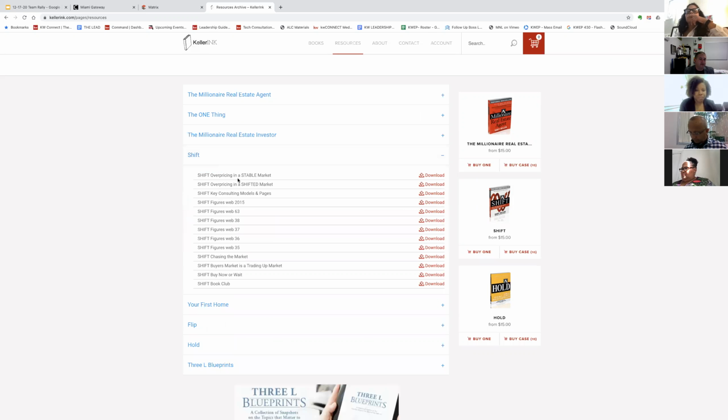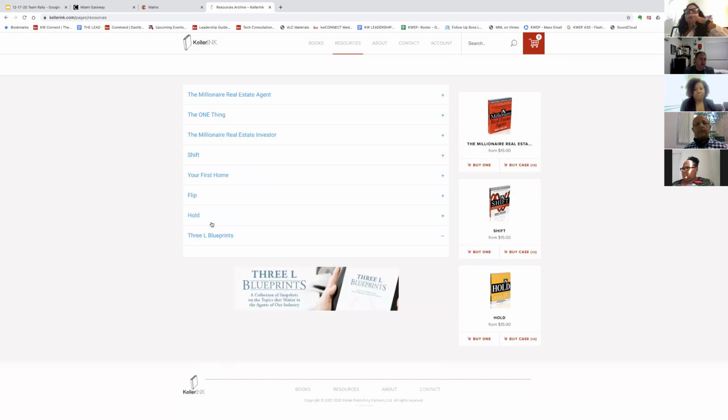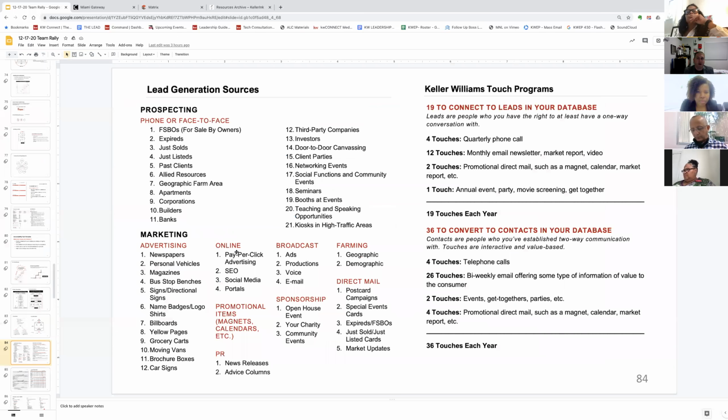And here's Shift. These are all stuff from the Shift book. But this right here, the 3L Blueprint, this right here is fire. Download this, print this. This is every way to generate leads in real estate. Amazing, amazing reference. All right, so now closing this out. Where were we? Here.